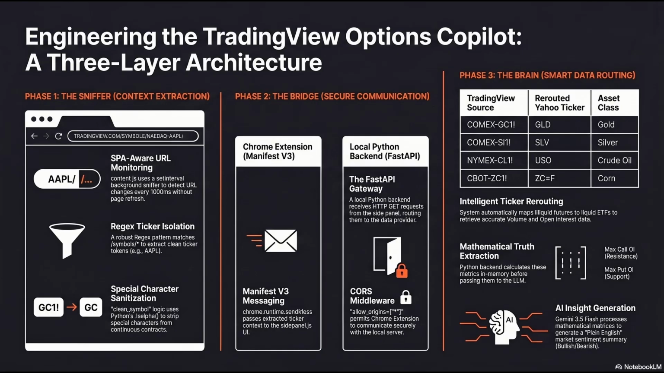It's so refreshing to see a side panel app that doesn't just crash on SPA transitions because they use this slick setInterval sniffer. It is a fail-safe mechanism. It ensures absolute state synchronization during fast SPA transitions. The side panel will never display stale options data because the interval sniffer will catch the URL change within a maximum of 1 second. Okay, the front-end architecture is solved.